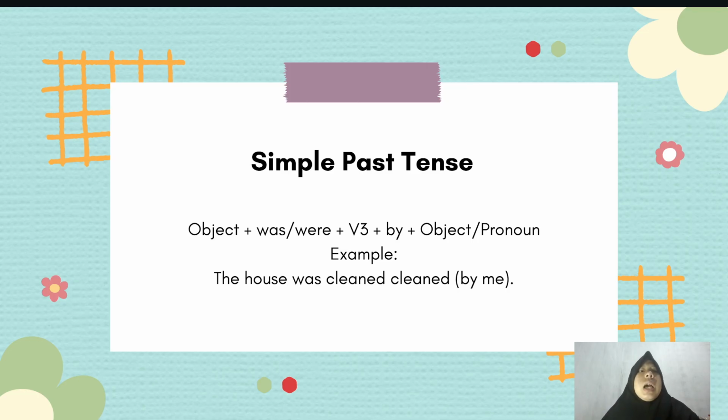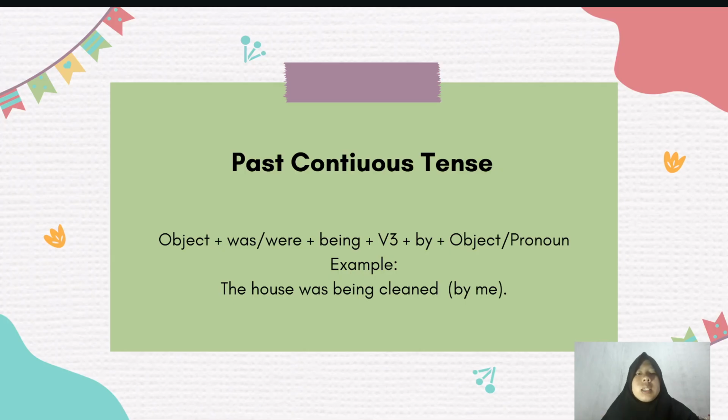The passive voice is often used for writing or reports, especially when the agent performing the action is not relevant to the context. Okay, next, the past continuous tense. The past continuous tense is used for actions that were happening at a specific time in the past. In the passive voice, we use was or were being followed by the past participle of the verb.